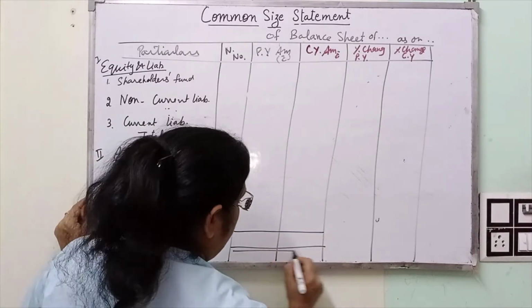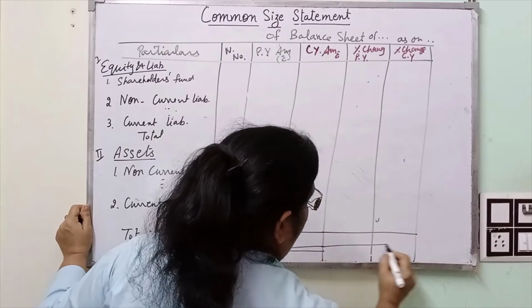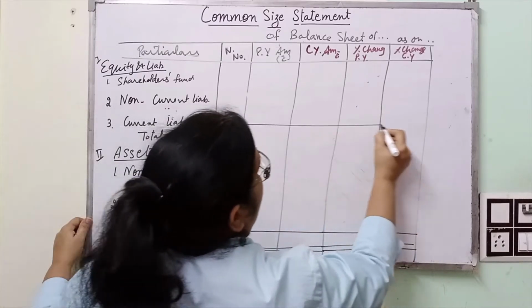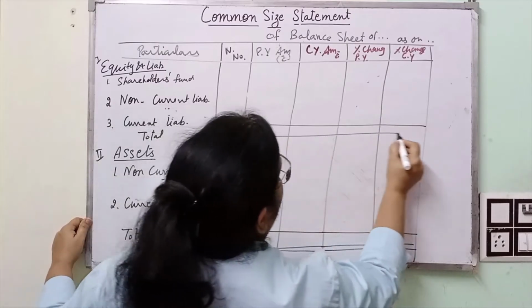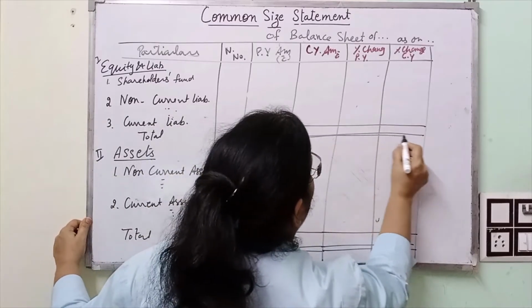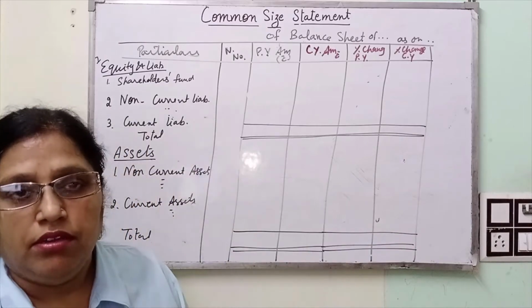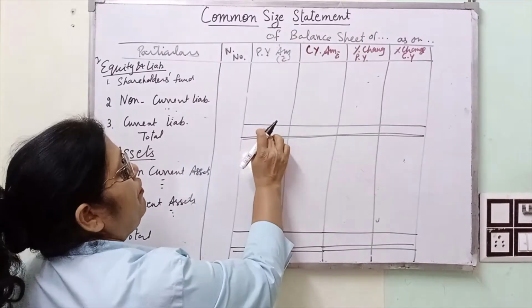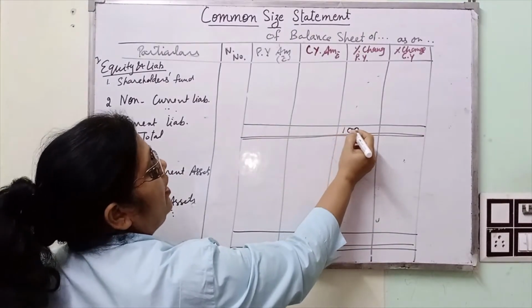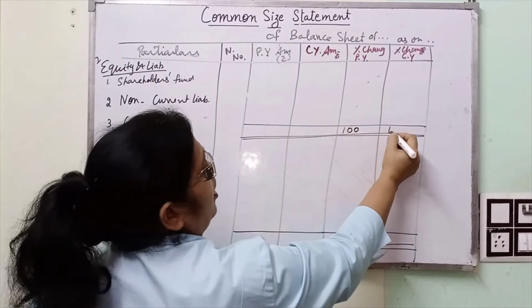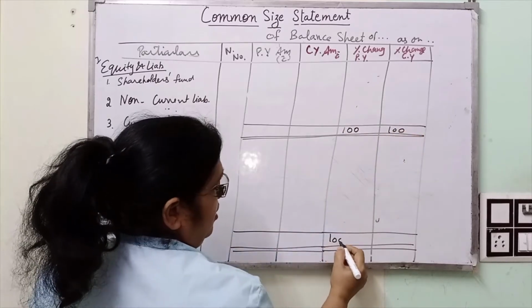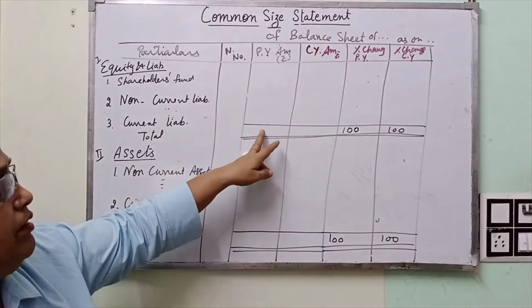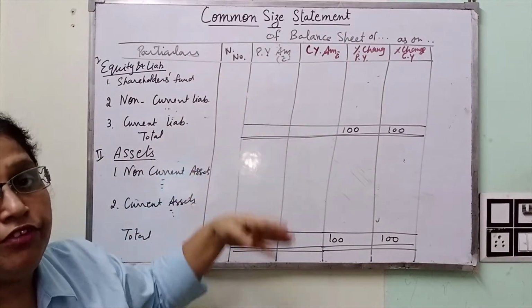Now, what I want to tell you is that in the case of a common size statement, we have to take some common factor. In the case of a balance sheet, the total of assets and the total of liabilities are to be considered as 100%. You know, the total of assets must be equal to the total of liabilities of each and every year.